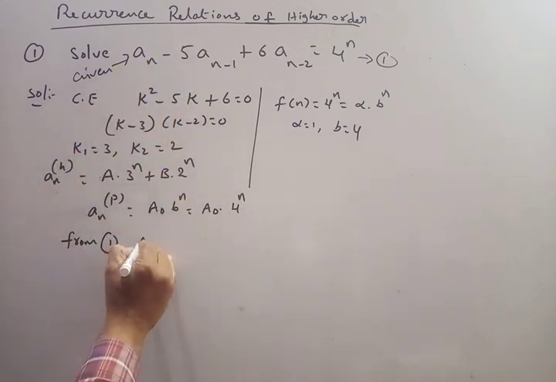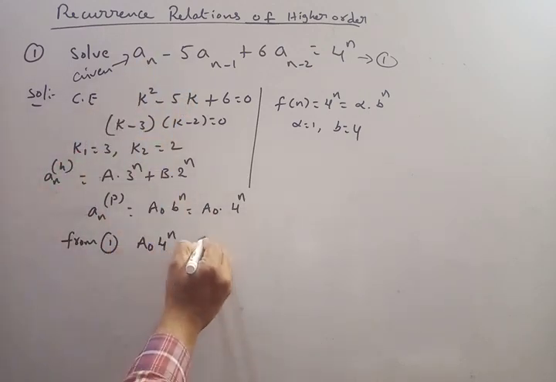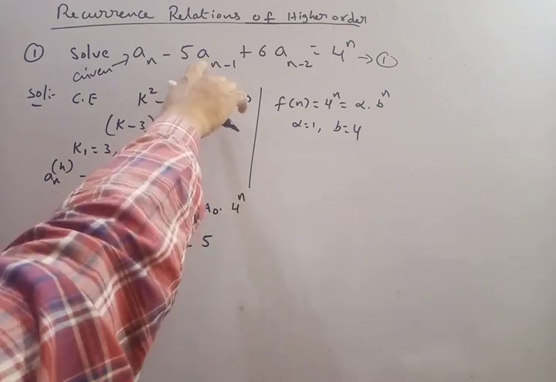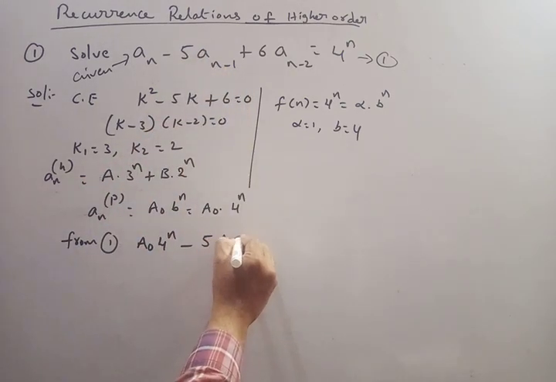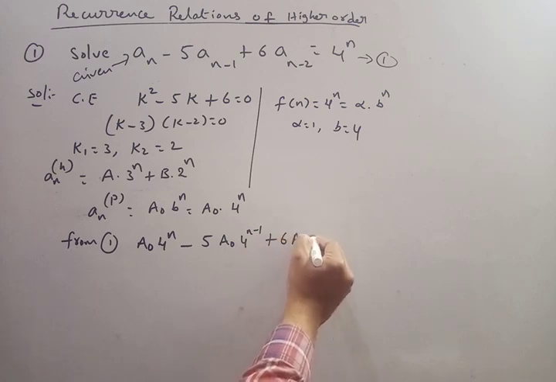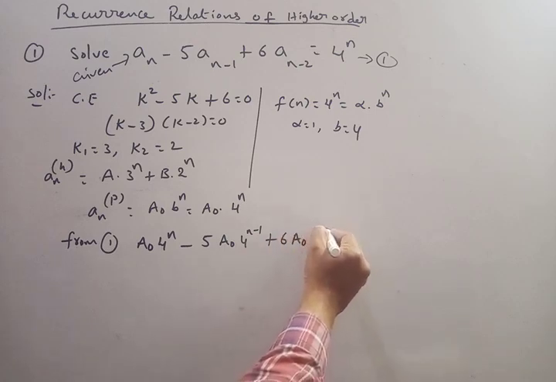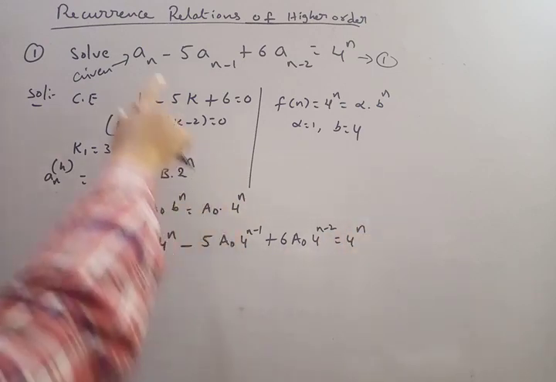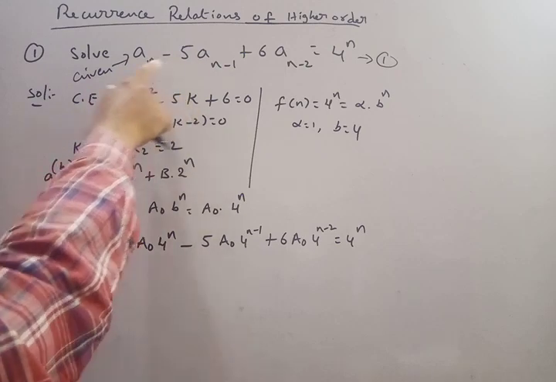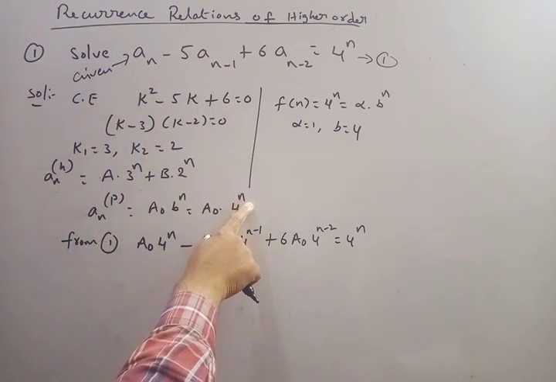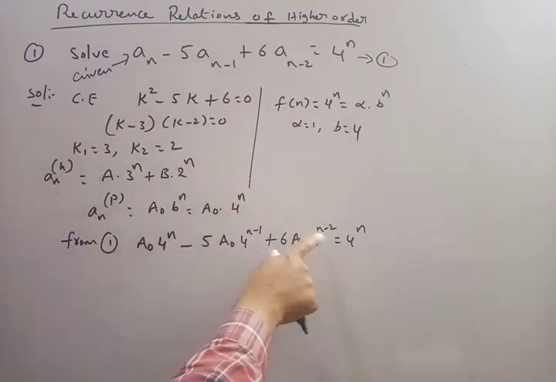So from 1, a_n means a naught 4 power n, minus 5 a_(n-1), which is a naught 4 power n minus 1, plus 6 a_(n-2), which is a naught 4 power n minus 2, is equal to 4 power n. So wherever the nth term is there, you substitute: here a_n, directly 4 power n; here n minus 1, 4 power n minus 1; here n minus 2, 4 power n minus 2.